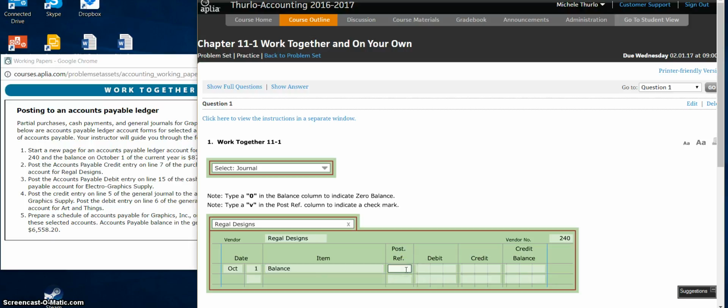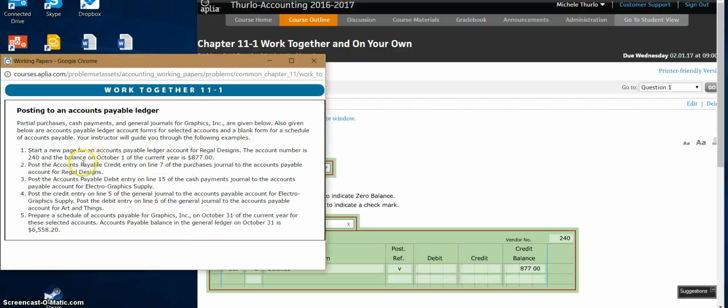The post reference is going to be the check mark, so it gets a check, and it says that the balance for the current year was $877. So this is easy. I only have one choice. It has to be a credit balance because this is a liability. We owe them money, so a liability has a normal credit balance. Okay, so we have finished the step for number 1.